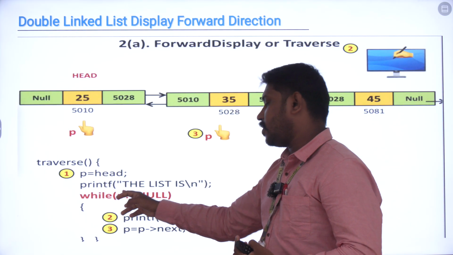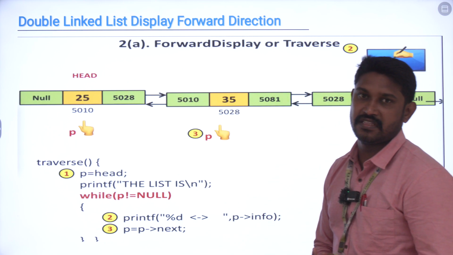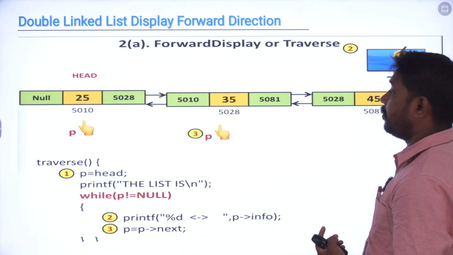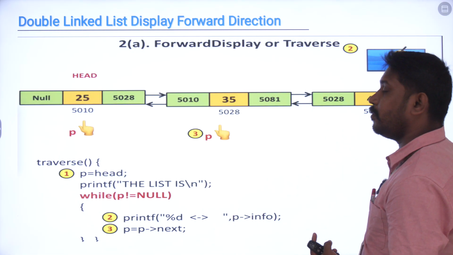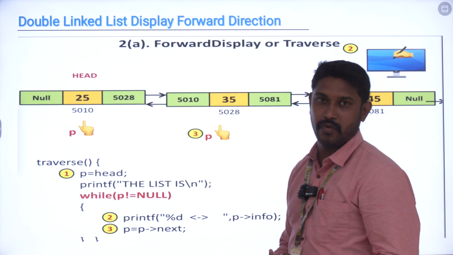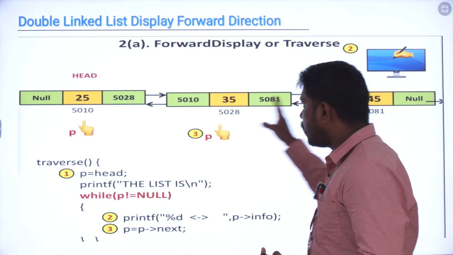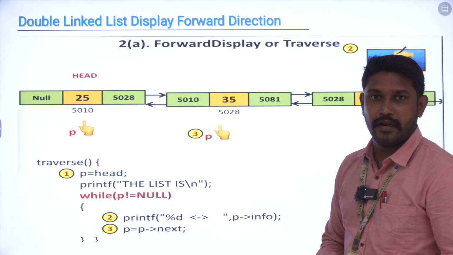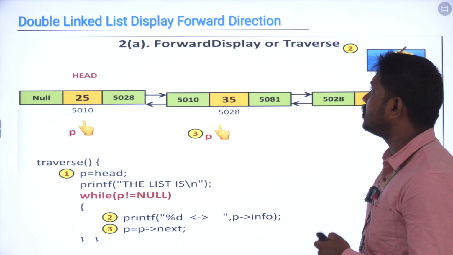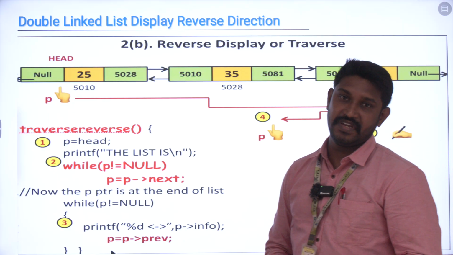So the same condition I am going to check: P is not equal to null. Here P is equal to null, so the condition fails and it will come out of the loop. This is how the values will be printed in the forward direction. So the second type is printing in the reverse direction.